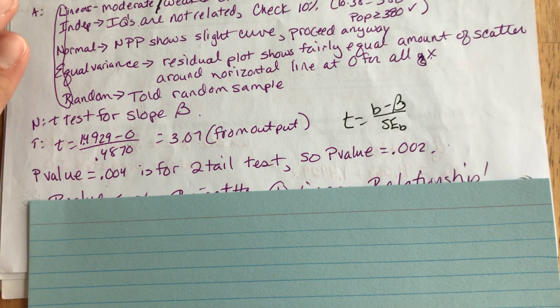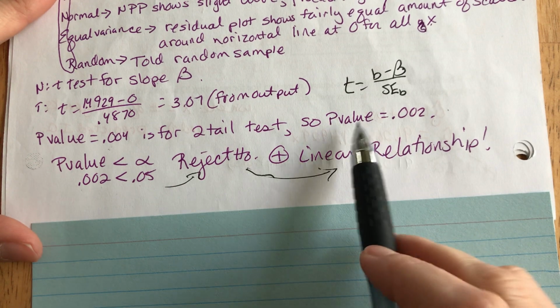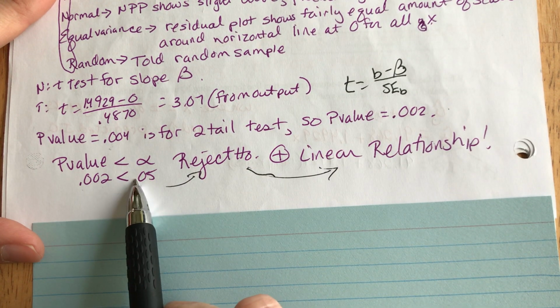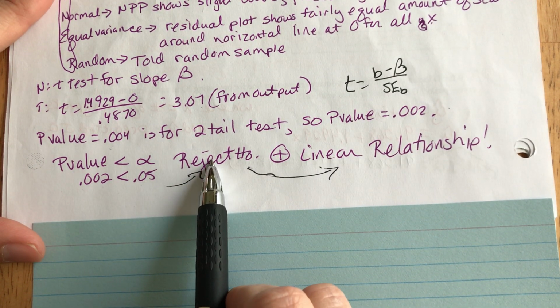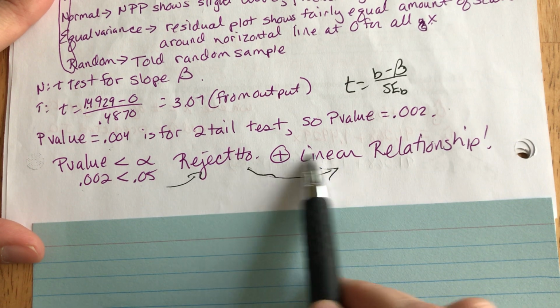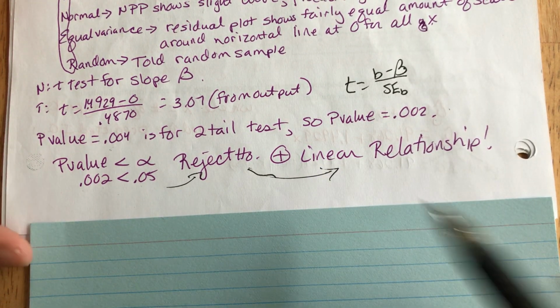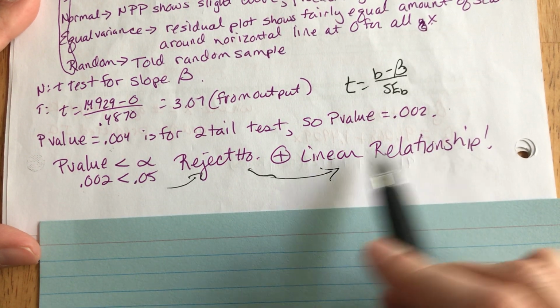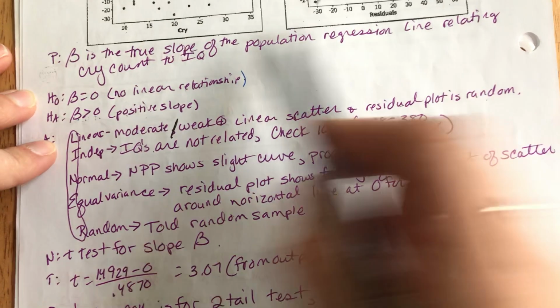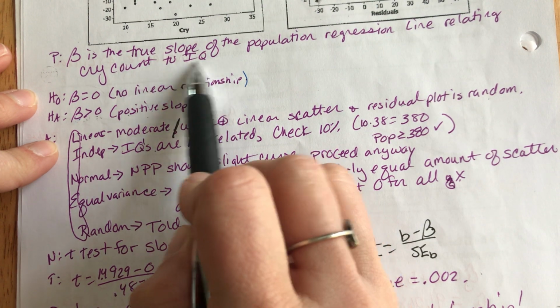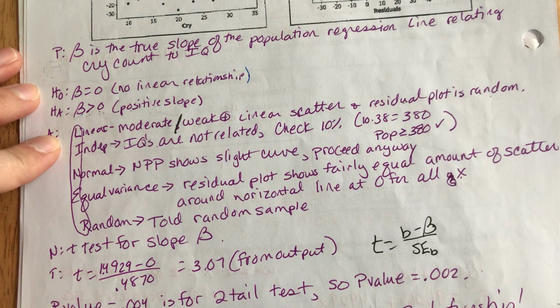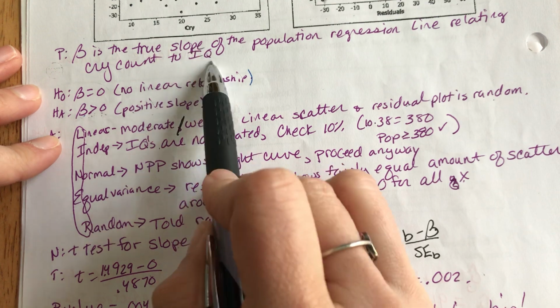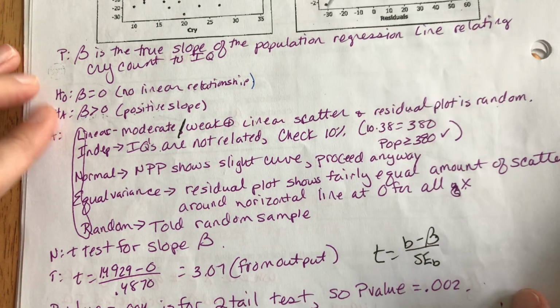As you're looking at this, our p-value is less than alpha, which means we reject the null, which means yes, we would have a positive linear relationship between the cry count of the newborns and their IQ when they are 3 years old. You would write a more thorough response than I did for my notes.